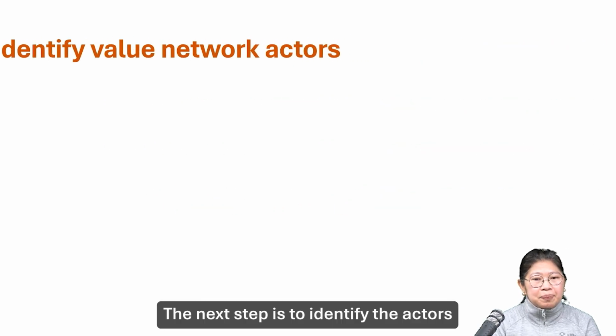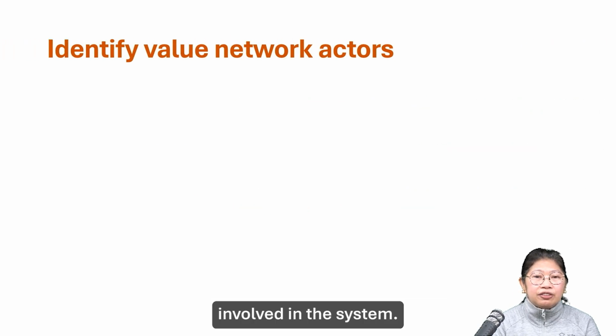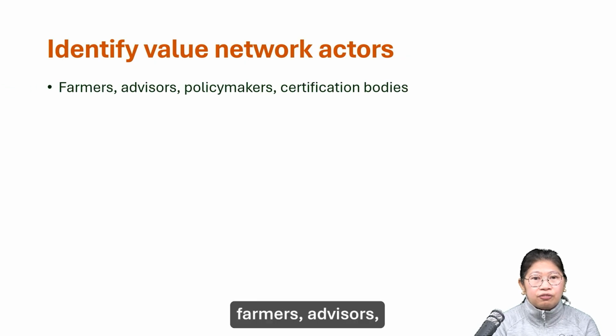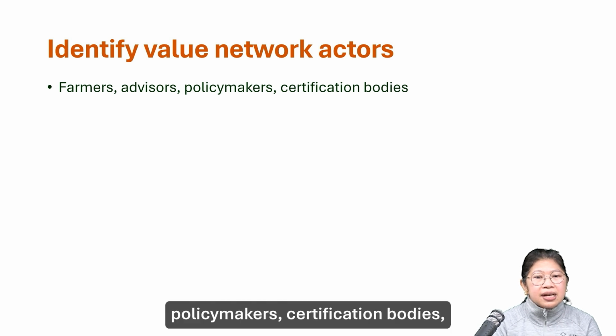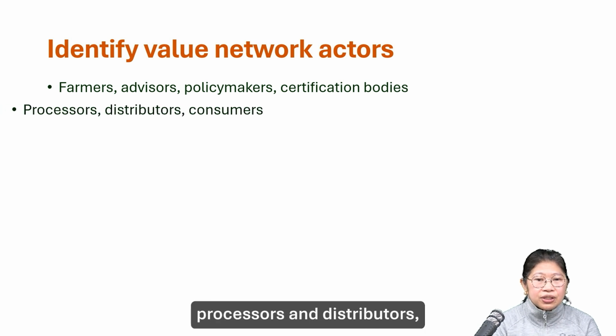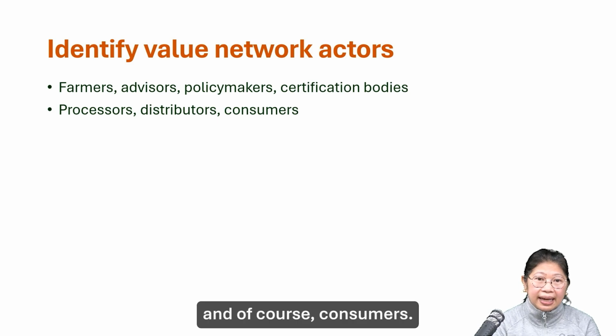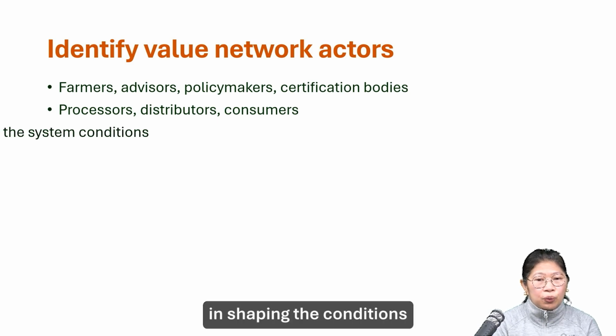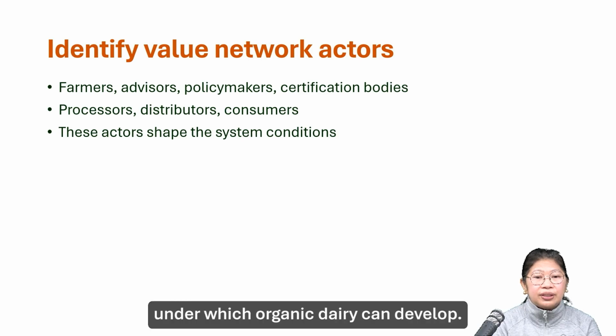The next step is to identify the actors involved in the system. This builds on the value network analysis introduced in the previous unit. In our case, the main actors include farmers, advisors, policymakers, certification bodies, processors and distributors, and of course, consumers. Each of these actors plays a role in shaping the conditions under which organic dairy can develop.